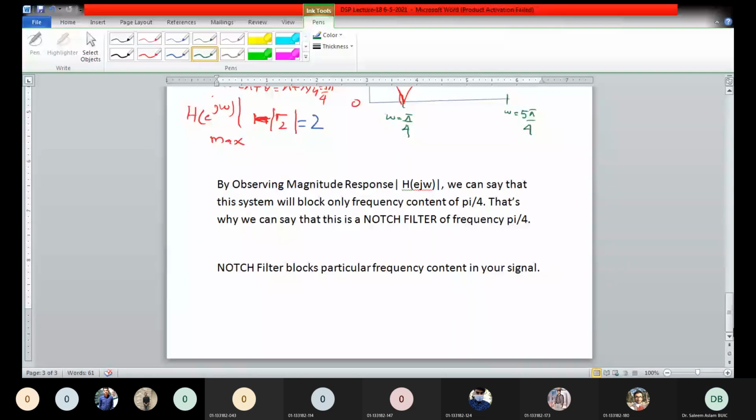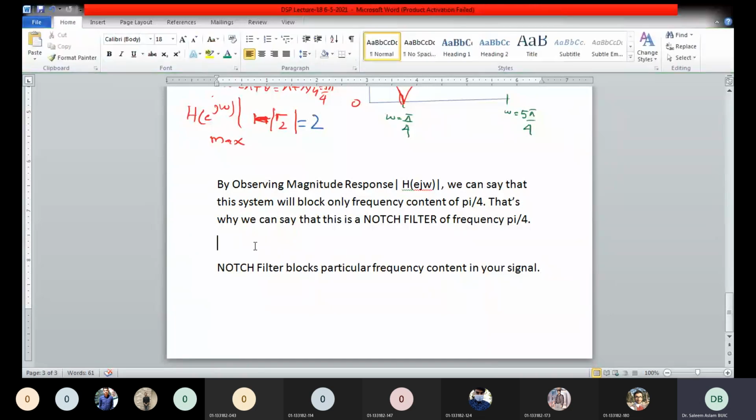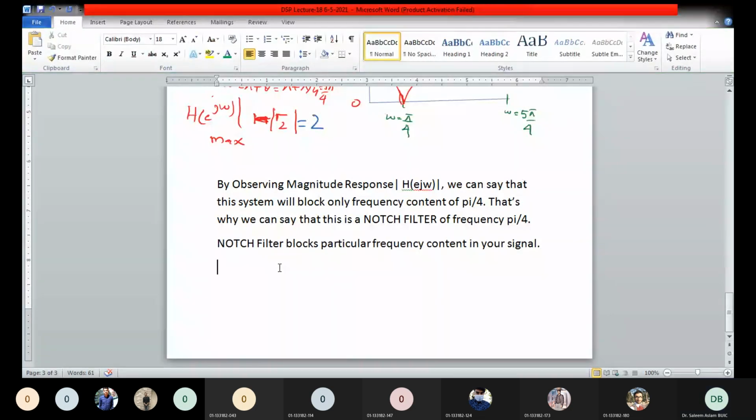So let me give you a practice problem. Try to do it by yourself. Practice problem. Design a notch filter that blocks the frequency content of frequency 3 pi by 4.